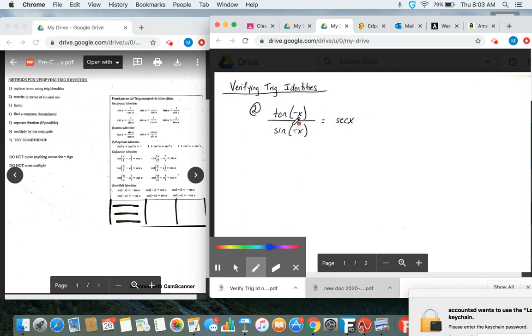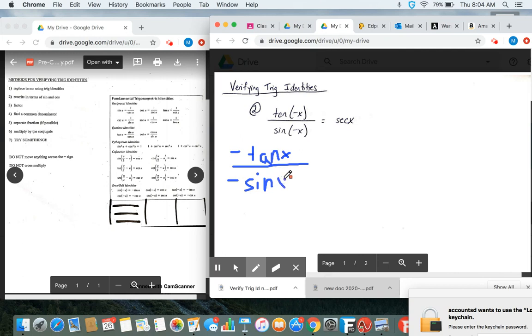So what I'm going to do first here is use my co-function identity. I see this, so I'm going to refer to the identity sheet, and I'm just going to take the negative and put it in front. So it's going to be a negative tangent, and I'm going to do the same thing in the denominator. I'm going to take out the negative and move that in front. Now, 2 negatives become a positive, so a negative divided by a negative is going to become a positive in my next step here.